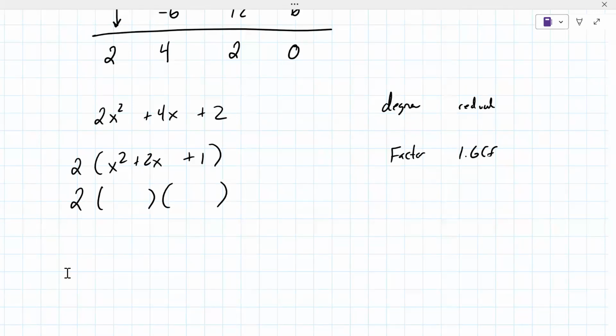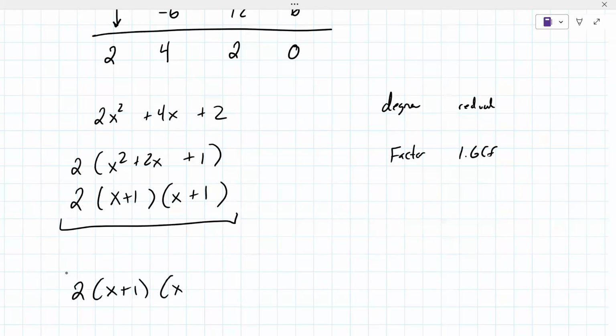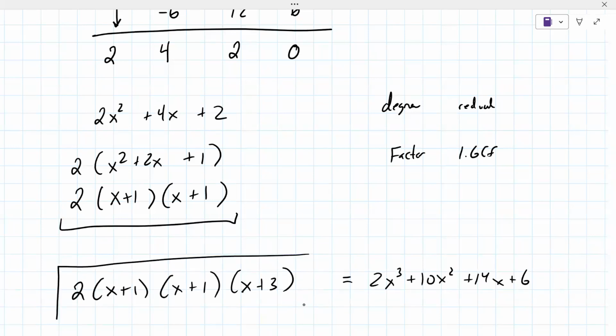Is it just x plus 1? I didn't quite hear you. Just x plus 1 in the parentheses? Yeah, x plus 1 and x plus 1. So that's just this part of it. You then pair it with the one that you started with all the way back in the beginning of the problem, which was x plus 3. And so this is the factored form of that original polynomial. So this is what your instructor is looking for.